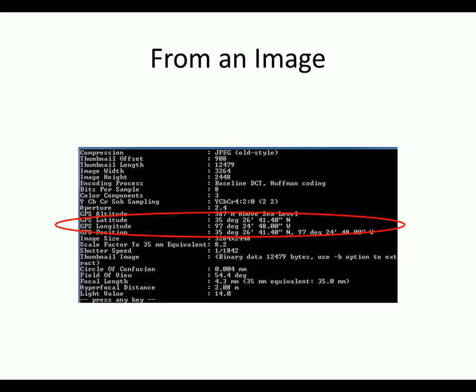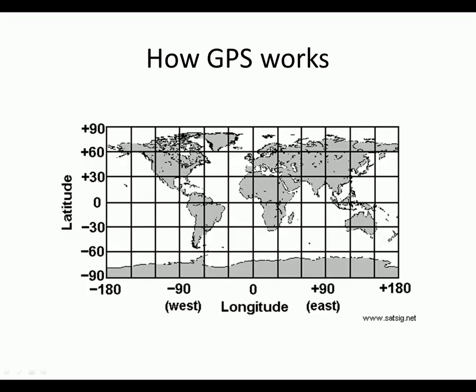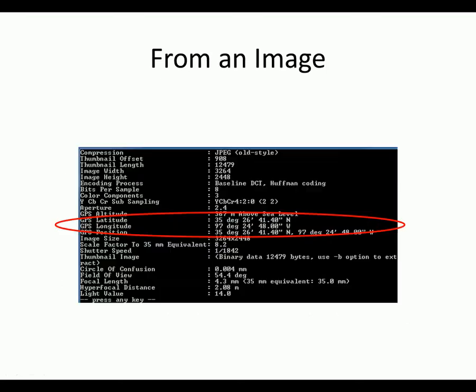So it's 35. If we look again, 35 is going to be up above this 30 line. And 97, I see it doesn't show negative 97, but by west they mean negative. No, you were in China. I was in China. So you see the 35, 97 right here in the middle? Yep. Okay. So 35 degrees, 26 minutes, 41 seconds.